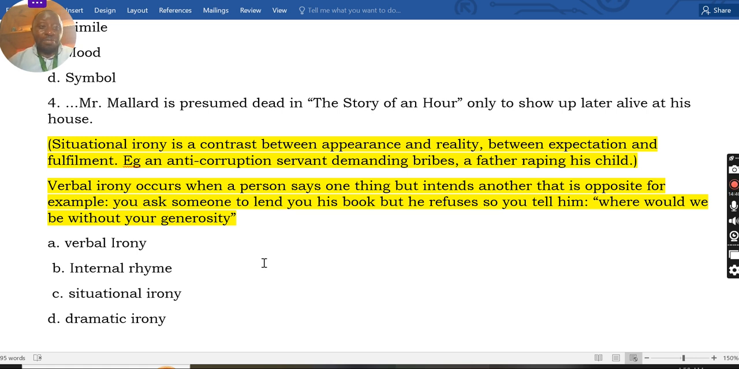This is situational irony. We hope that an anti-corruption servant is there to protect people from receiving and giving corruption. And then we see a father raping his child. Normally, dear student, we know a father is there to protect his child, but instead, a father is raping his child. So this is situational irony, in fact.